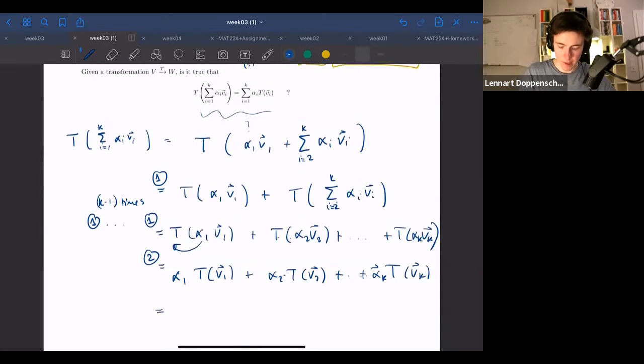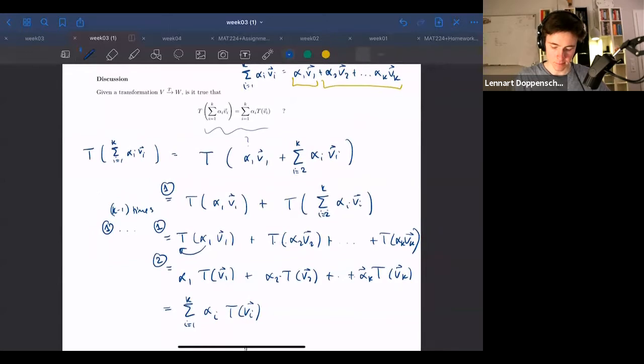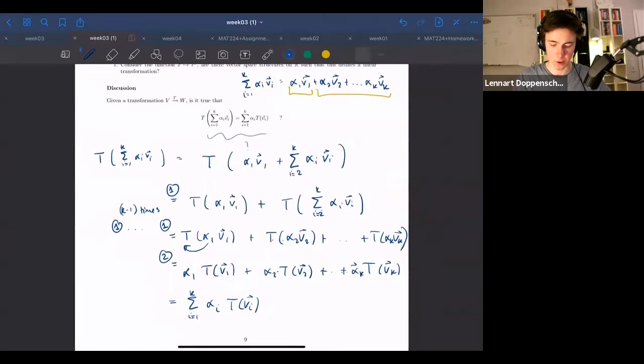Let me just write this again in a shorthand notation. This would mean that I have terms like alpha i times T of v_i, where the sum goes from 1 to k. Any questions? Okay, I hope this was a good warm-up for you.